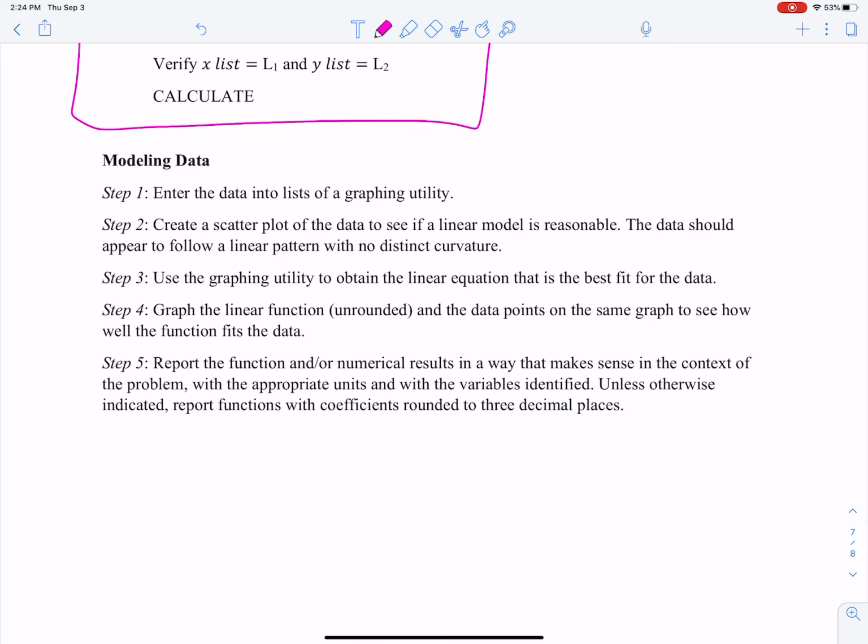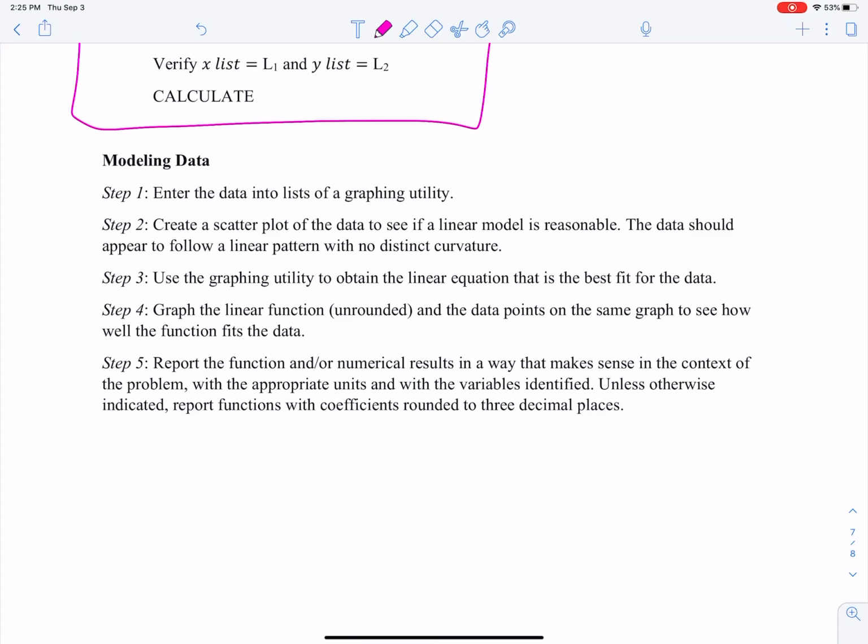All right. So here's just some general information on modeling data. So step 1, enter the data into lists of a graphing utility. Step 2, create a scatter plot of the data to see if a linear model is reasonable. If you take statistics, you'll see a lot of this stuff in more detail. The data should appear to follow a linear pattern with no distinct curvature. Right? Linear means straight.